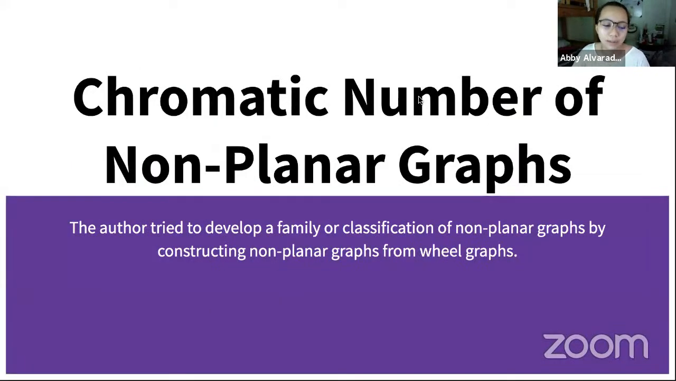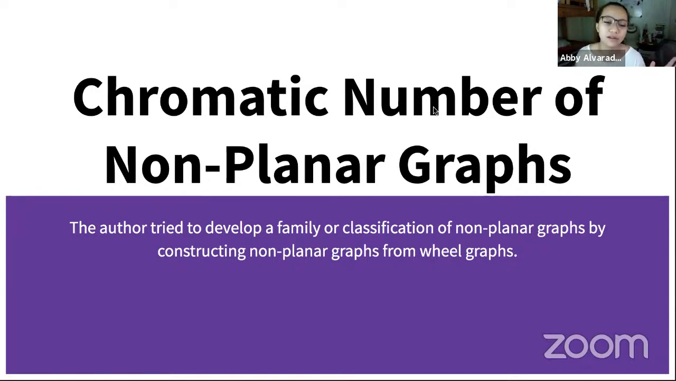Now, the first part of her paper discussed the four-color theorem, but since it is a given that the four-color theorem is only applicable to planar graphs, she focused more on the second part, which is the chromatic number of non-planar graphs. So how did she come up with this? What she did was she structured new graphs from wheel graphs. So how did she do it?